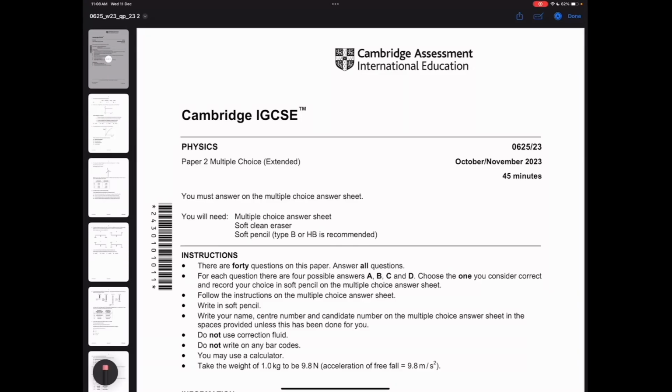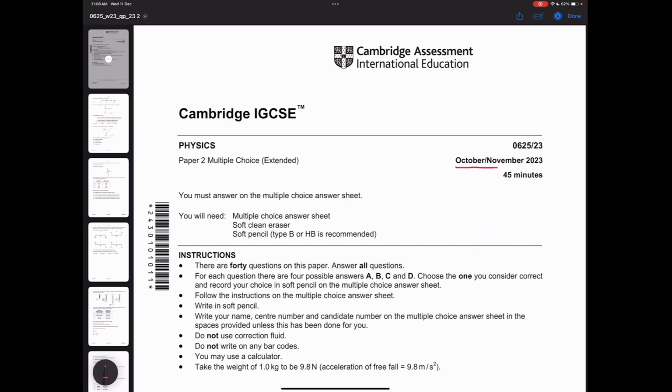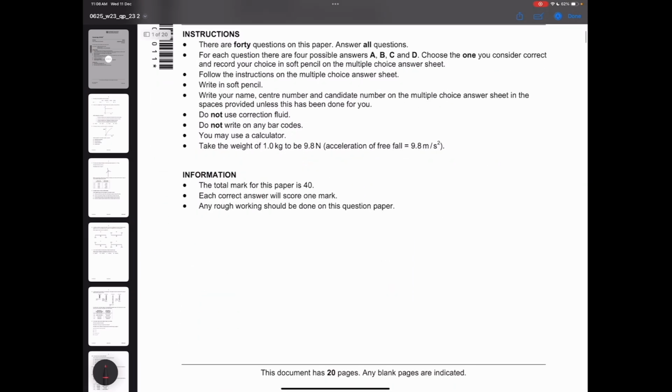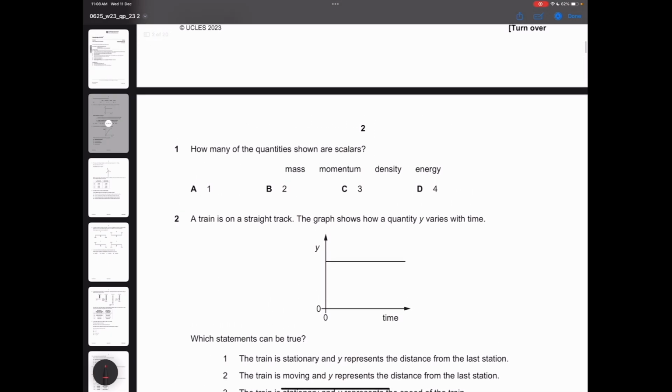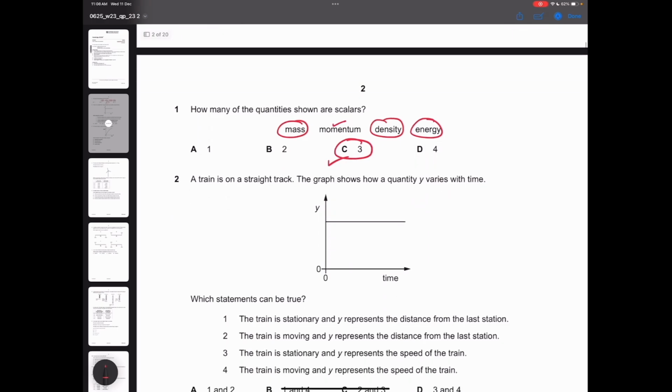The paper we are solving today is IGCSE Physics, October-November 2023, and this is a paper 23 MCQ format. Now, first question: how many quantities are scalars? We know that mass is scalar, density is scalar, energy is scalar, momentum is a vector quantity. So 3 is the answer. Answer should be C.